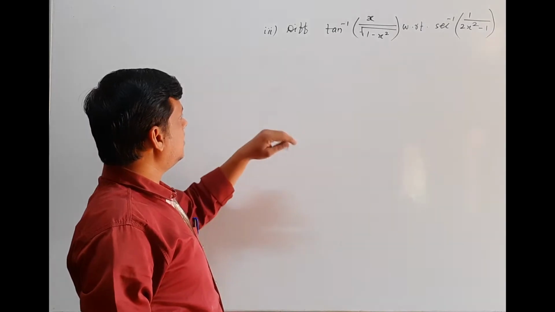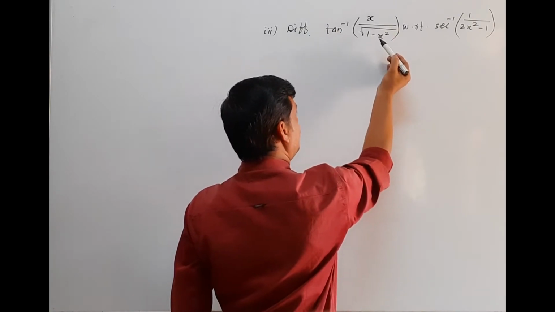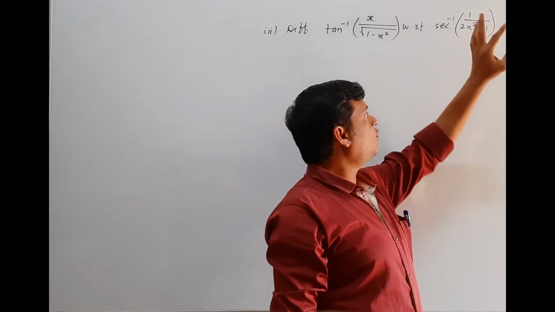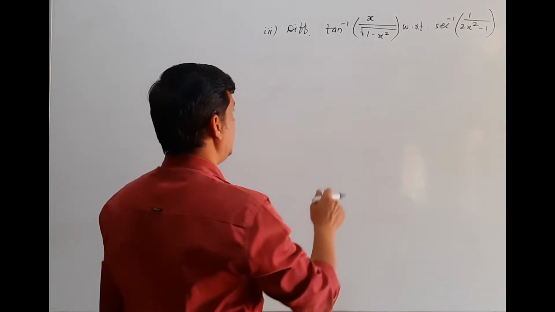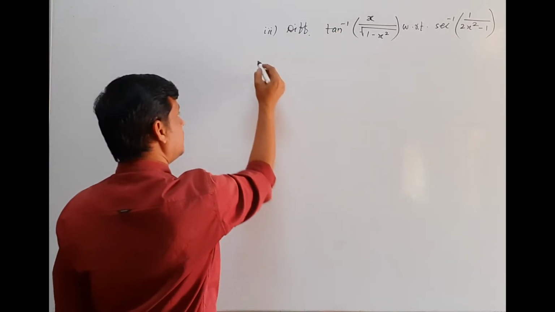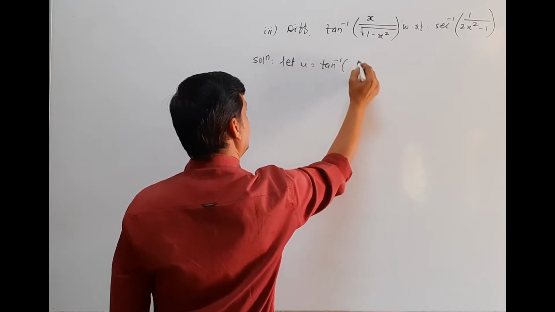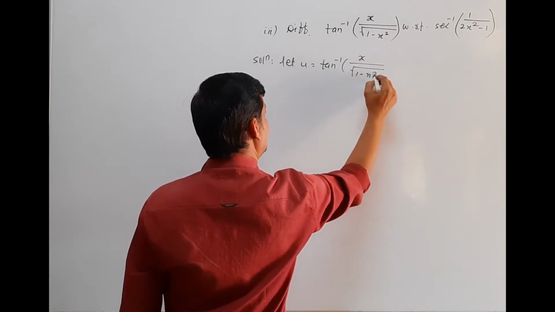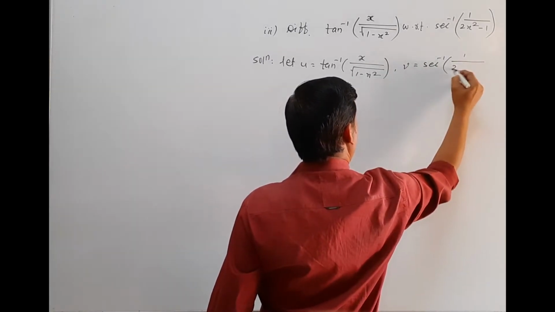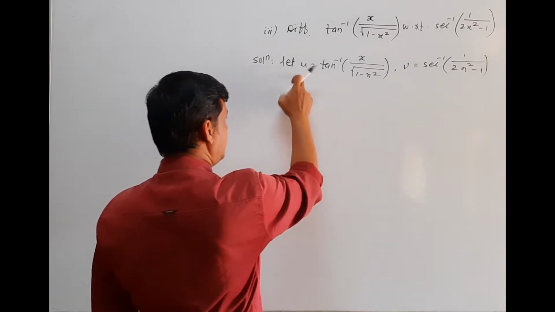Now see the third sub question: differentiate tan inverse of x upon root 1 minus x square with respect to sec inverse of 1 upon 2x square minus 1. Here we denote the first function as u and the second function as v. So in the solution, let u is equal to tan inverse of x upon under root 1 minus x square, and v is equal to sec inverse of 1 upon 2x square minus 1. So we have to differentiate u with respect to v.